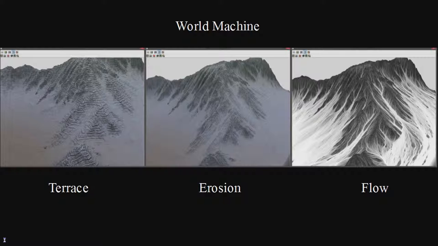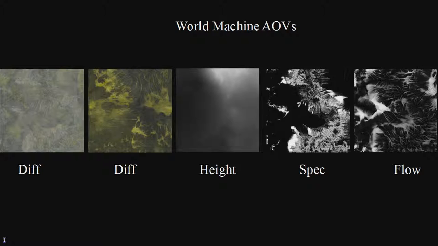Then it has some natural phenomena like terracing, where over years and hundreds of years all these layers of stones, and I don't know how to call it in English, are on top of each other or layered, and then you get this terracing. Or you have erosion or flow, where it's thousands of years of water raining down, and basically what it does is a real 2D fluid simulation to mimic this. So this is not a fake, this is actual flowing down the geometry inside the World Machine. The cool thing about it is it can export any kind of map that you need. Here we see two diffuse maps, in the middle the height displacement, and the specular and the flow map, for example.